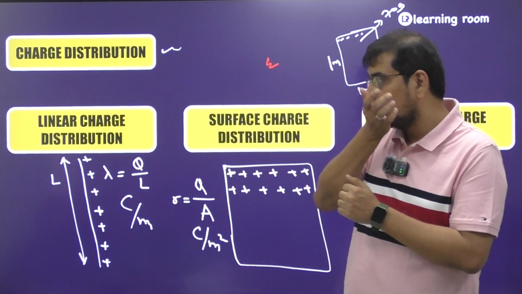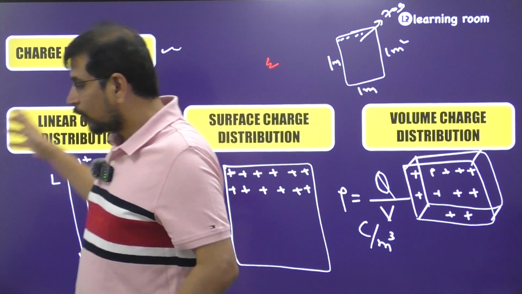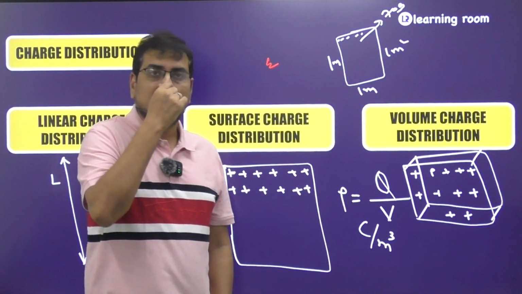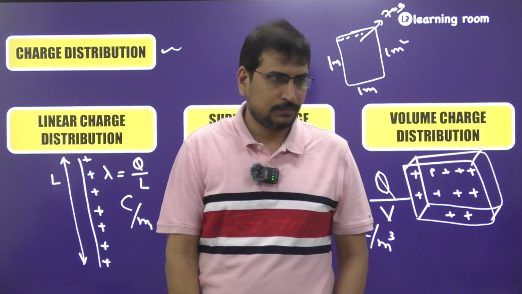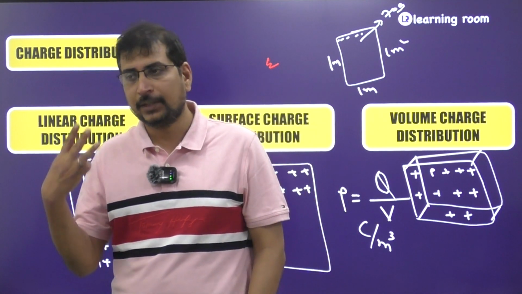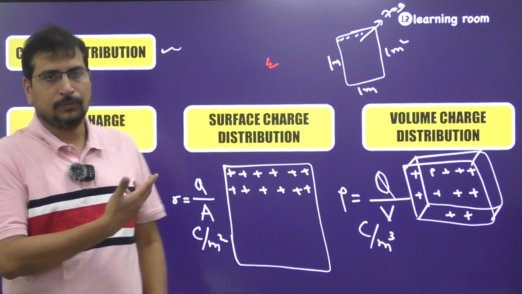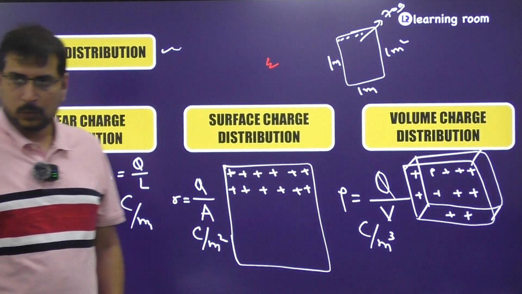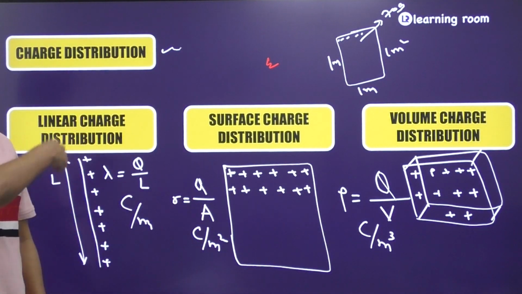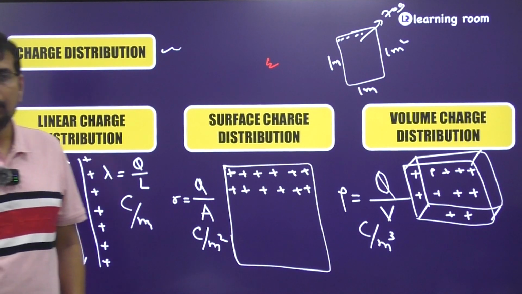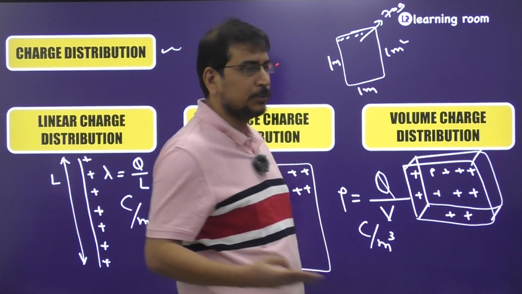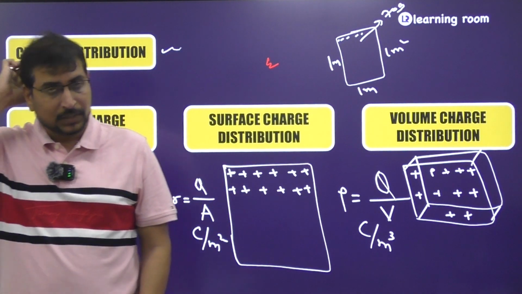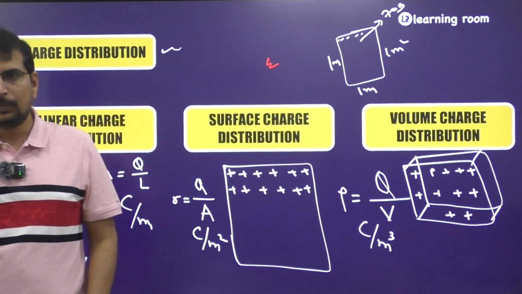Having said this, when you talk about the way the charges are arranged, charge distribution is basically classified into three types. One is called linear charge distribution, where linear refers to one dimension. Then you have surface charge distribution, which refers to two dimensions, and you have volume charge distribution, which is confined to three dimensions. I hope it is clear, right?